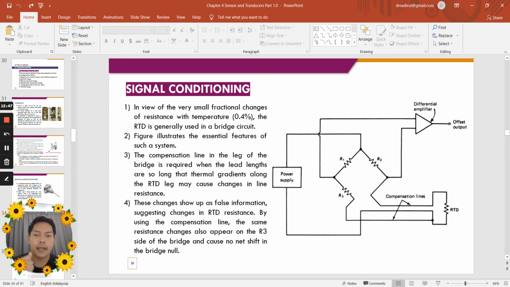When the lead lengths are too long, the thermal gradient along the RTD leg may cause a change in the line resistance. Okay, these changes show up as false information, suggesting a change in the RTD resistance. So by using the compensation line here, the same resistance change also appears in the other side of the bridge, causing no net shift in the bridge null. Okay.